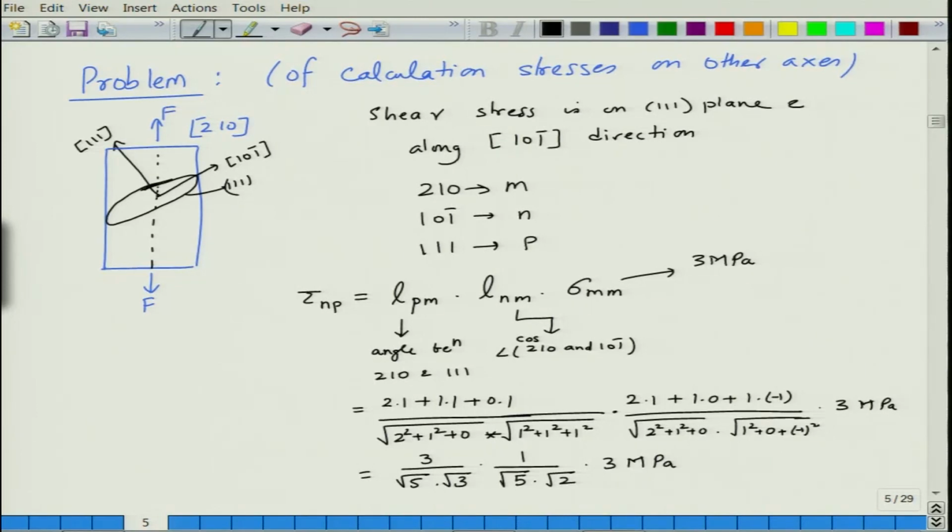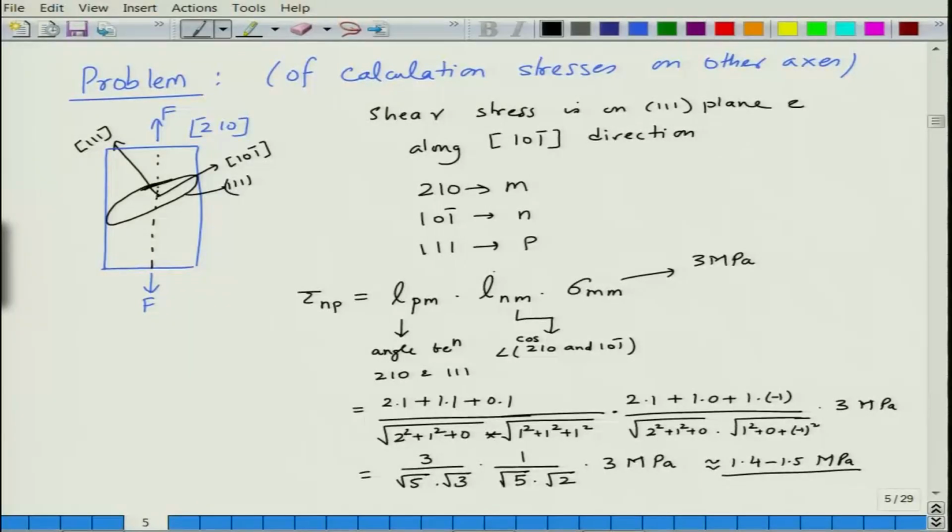So, you can do the mathematics yourself. The stress will turn out to be about 1.4 to 1.5 megapascal. This will be the magnitude of shear stress that will act along the 10 bar 1 direction when the stress applied normal to the face of the bar is 3 MPa. This can be worked out by transformation of axes, just like we have done in this case. You can work out equations like these for any system and determine what the stresses are going to be. Now, let us look at another example.